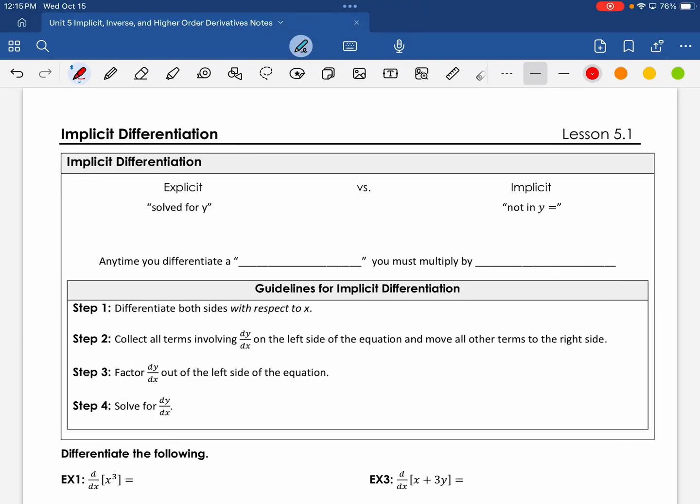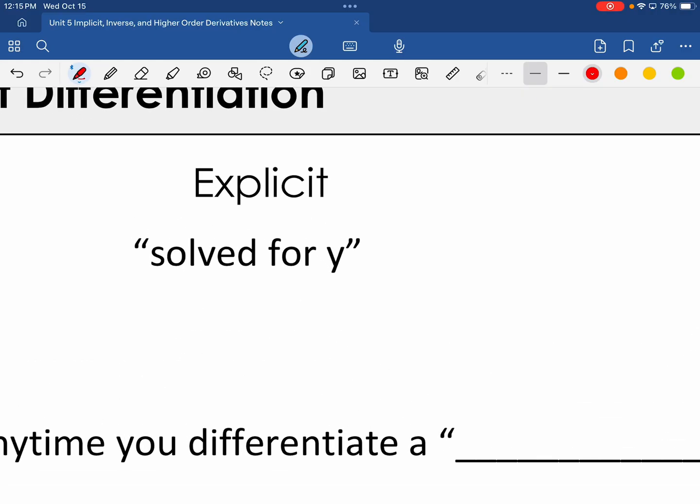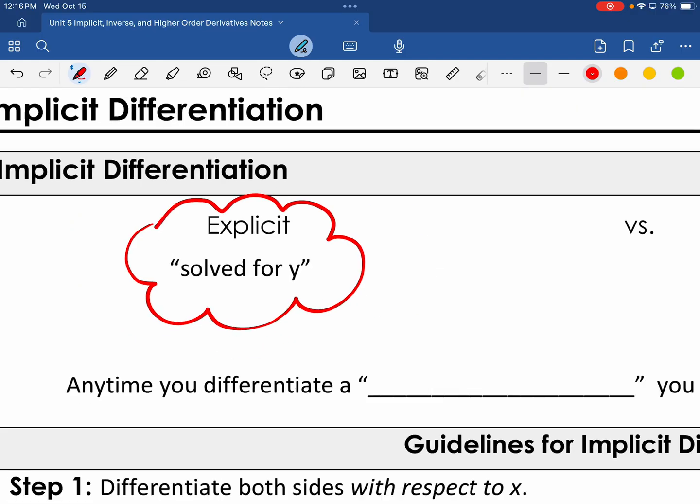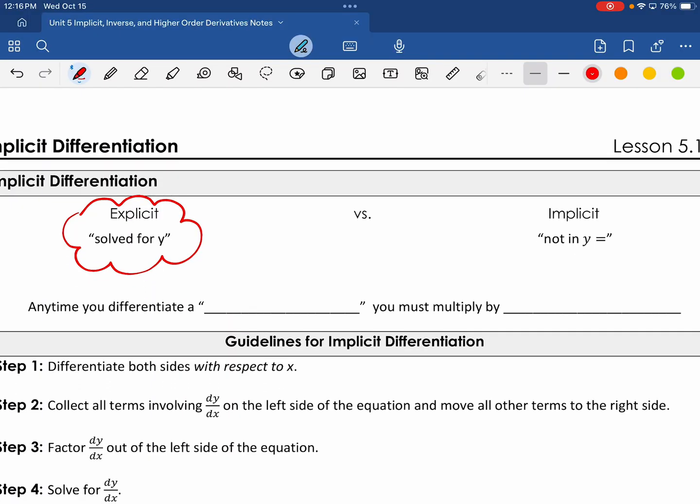Okay. So today we're going to do something called implicit differentiation. Up until this point, we have differentiated functions in the explicit form, which means solve for y. So explicit means that your functions are solved for y. Implicit means you're not in y equals. So that's kind of the difference.